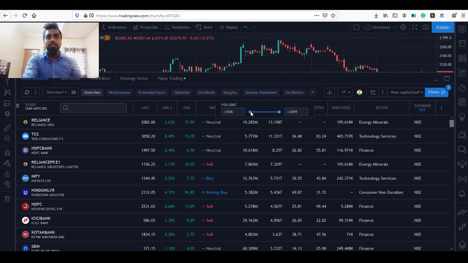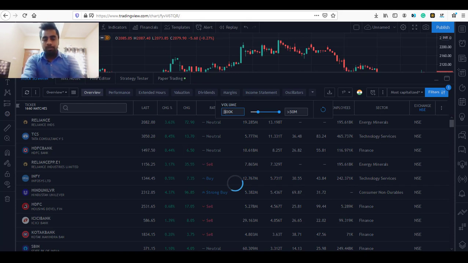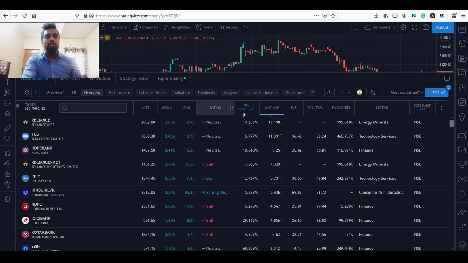Once you click the volume button, you will get this slider. You can slide the number to 200k, or you can also type it manually if you want to. So I'm going for a 200k minimum. Now we can see we got 686 stocks. Before it was 1700 something, but now we have reduced it to 686.